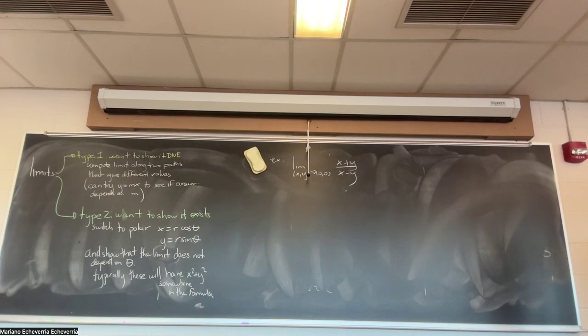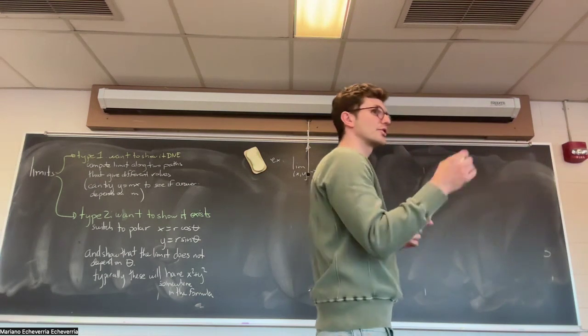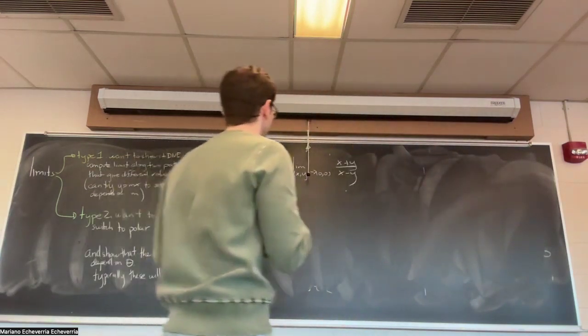I was going to ask about type two: if the limit does depend on theta, could you also conclusively show that the limit doesn't exist with that method? Yeah, that's actually what I'm going to do here. I'm going to do this in two different ways, actually using the polar switch to show that it also works to show the limit does not exist.